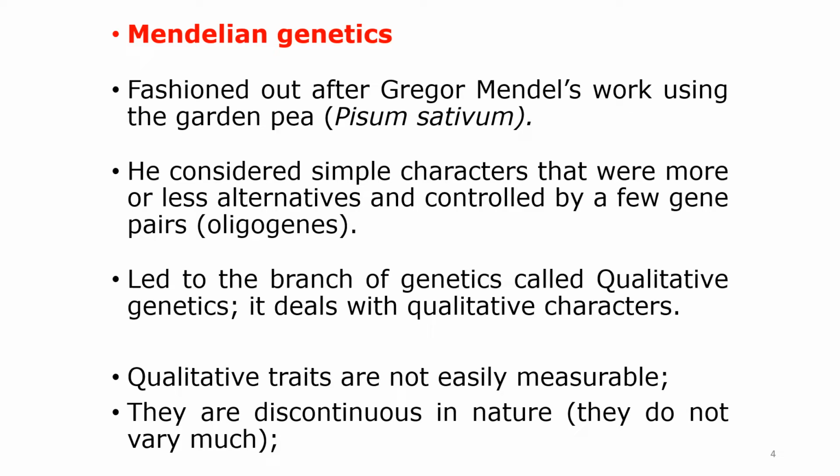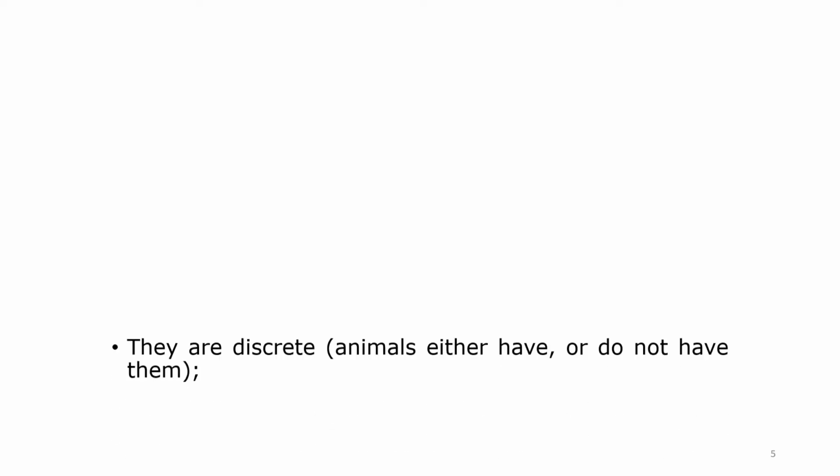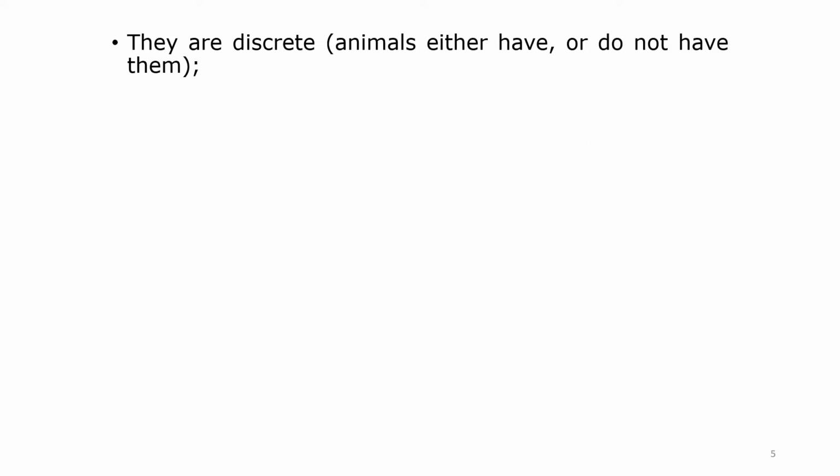This has led to the branch of genetics called qualitative genetics, which deals basically with qualitative characters. The attributes of qualitative characters are that they are easily measurable. They are discontinuous in nature, that is, they do not vary very much. Green is green, yellow is yellow, animals with horns, animals without horns. So this makes them discontinuous in nature. They are also discrete. Animals either have them or they do not have them. Animals, for example, either have horns or they are polled.